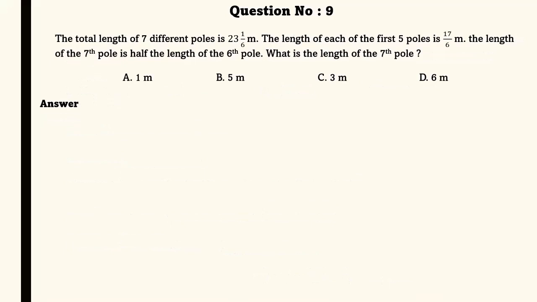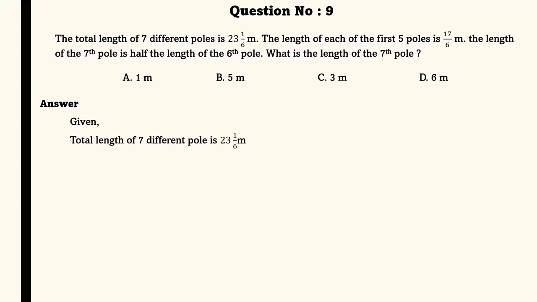Question number 9. The total length of 7 different poles is 23 1 by 6 meters. The length of each of the first 5 poles is 17 by 6 meters. The length of the 7th pole is half of the length of the 6th pole. What is the length of the 7th pole?